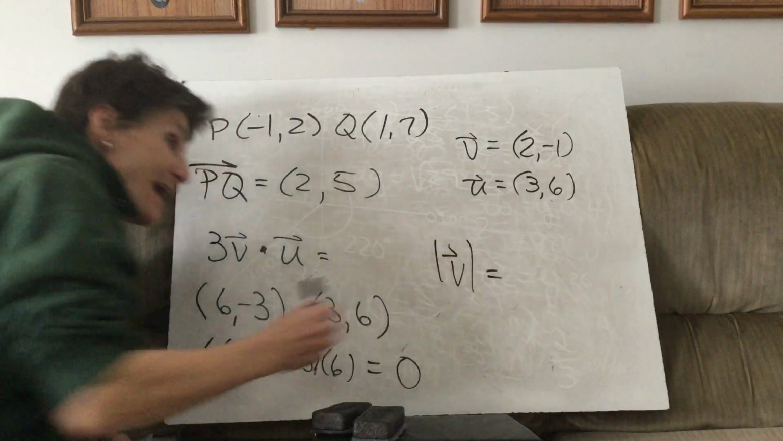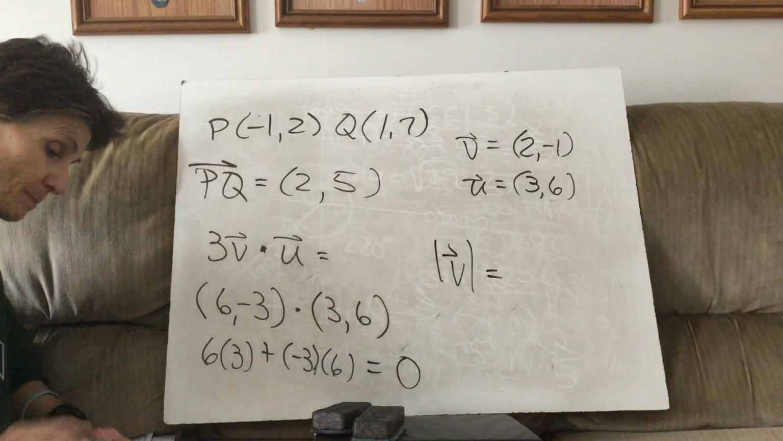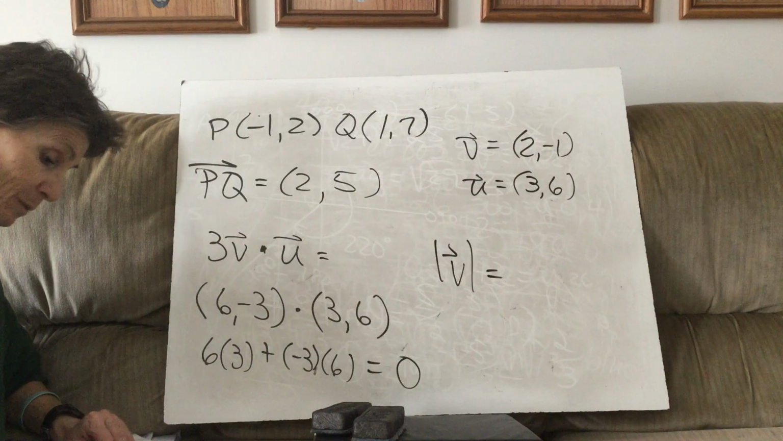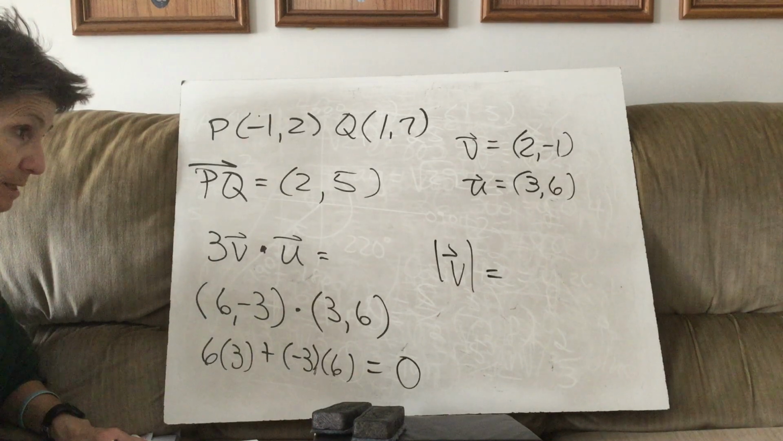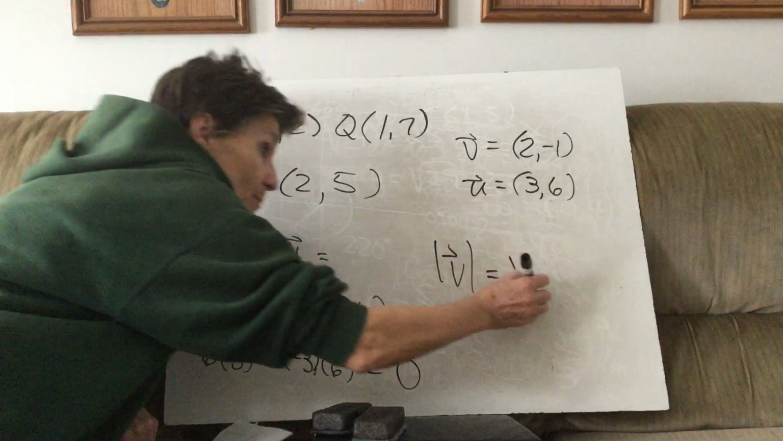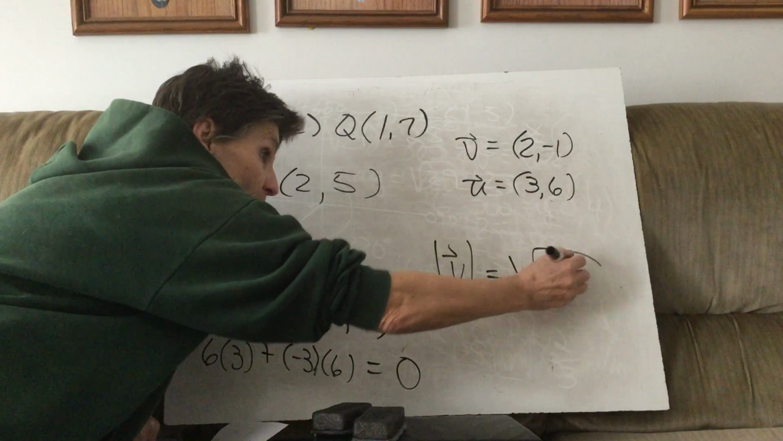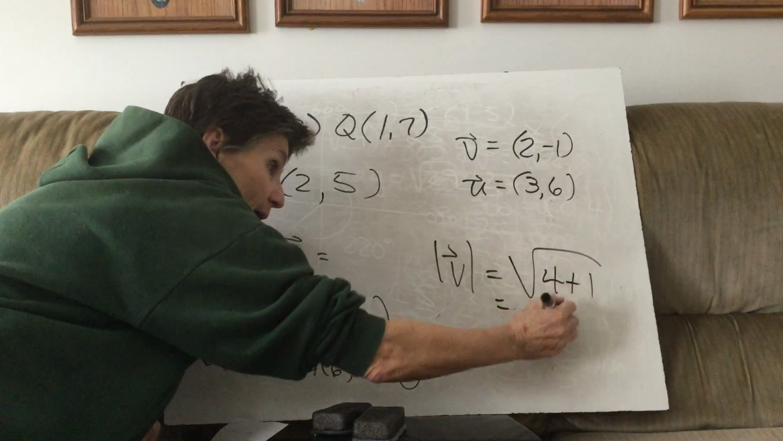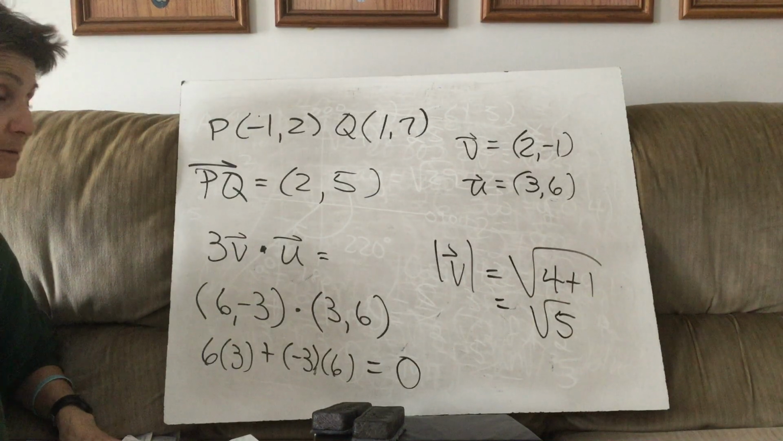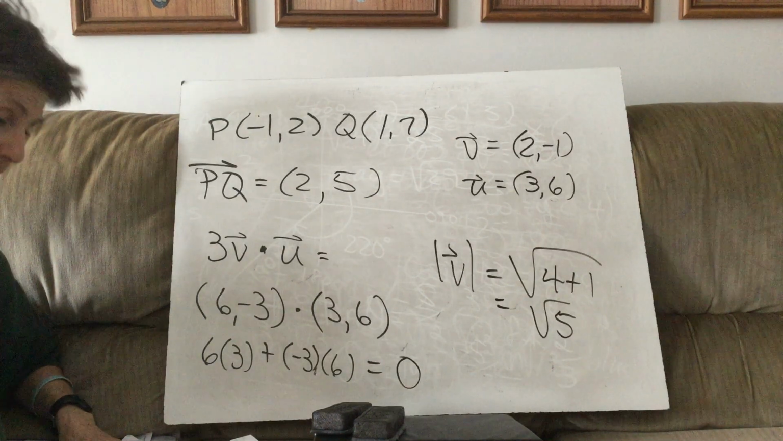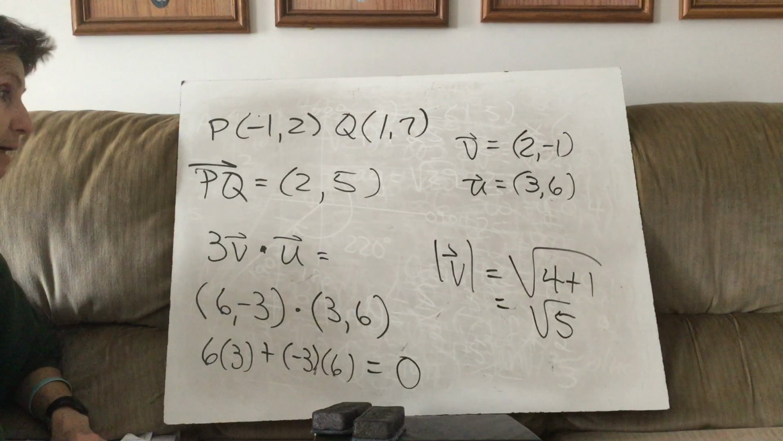Now we're finding the magnitude of v. Remember, that notation means magnitude. We want the magnitude of v. Well, the magnitude of v, we just square the first one, square the second one, add them together, and take the square root. So the magnitude of v is the square root of 5.